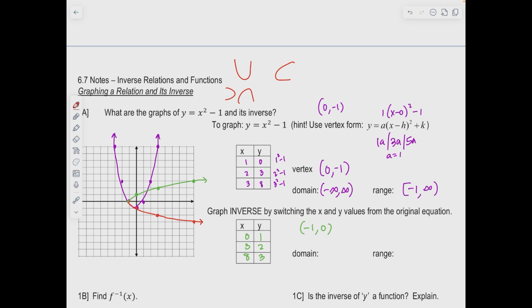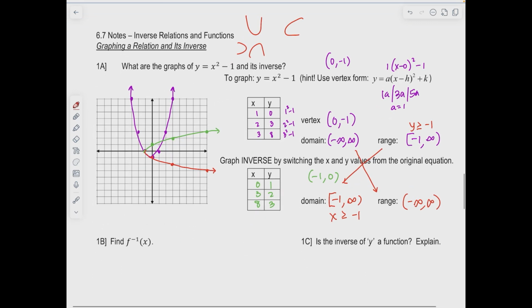Okay, domain and range. So again, the domain ends up becoming the range of the inverse. It'll go up and down forever. However, if you look at my graph, the farthest left x value is negative 1, and it goes right forever. So that's why my domain is all x values greater than negative 1, as opposed to the y values.